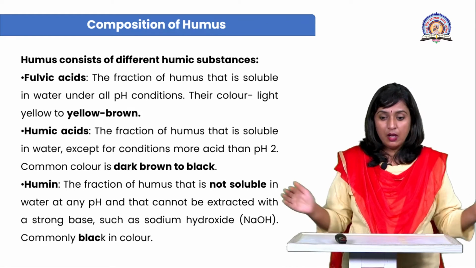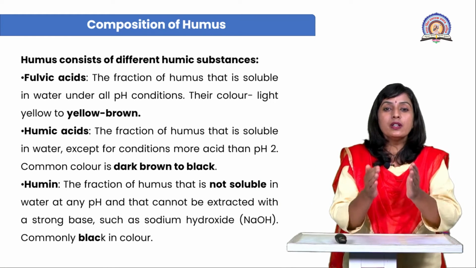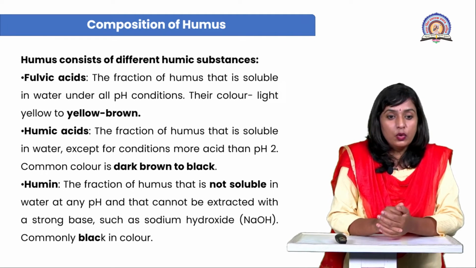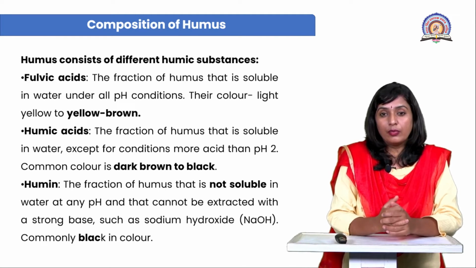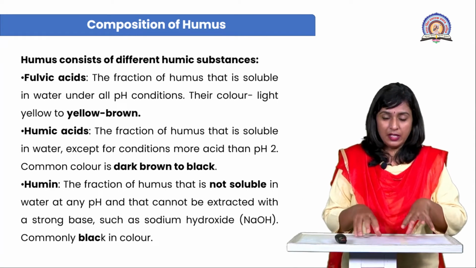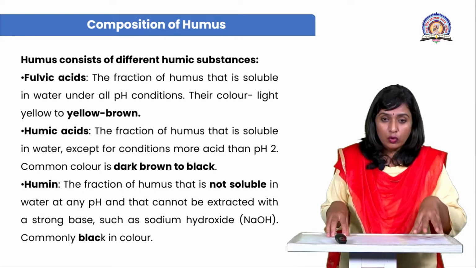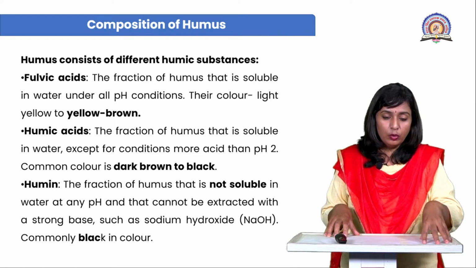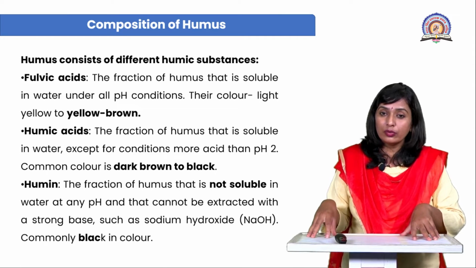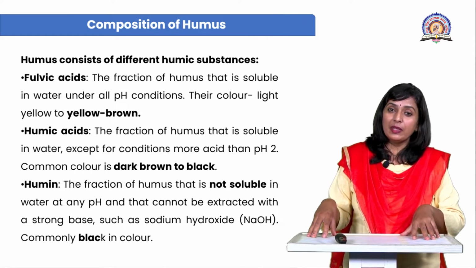Different components are there, but all together it forms humus. And these different components we are studying one by one. Humic acid is another component of the humus. A part of the humus that is soluble in water, except for conditions more acidic than pH 2, is called humic acid.